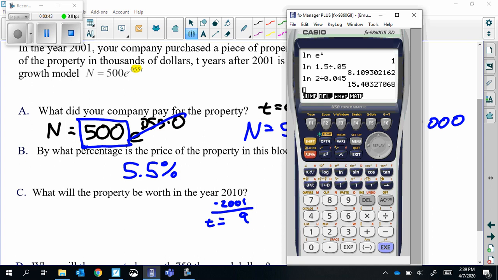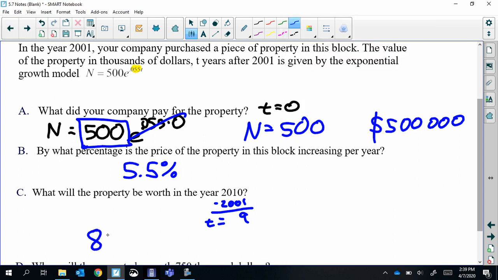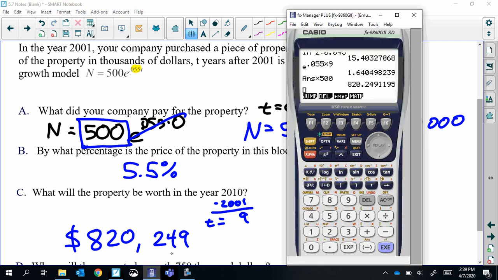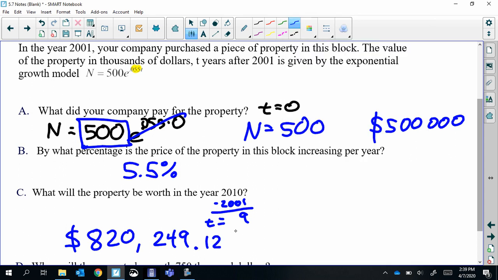So that's starting with e to the 0.055 times 9 times 500. We get 820.249. Remember, this was thousands of dollars, so we can keep 2 more numbers there for the pennies, I guess. So that'd be 0.12. There you go.